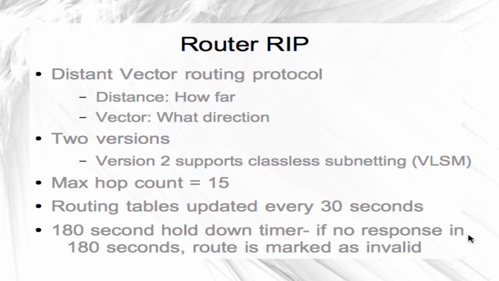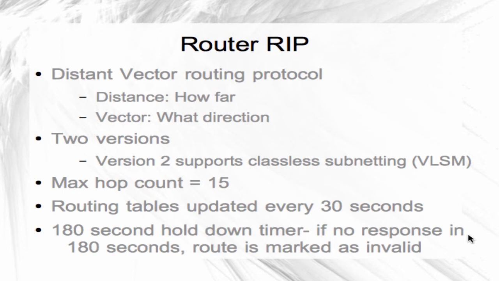So router RIP is okay to use in a smaller network where the information doesn't need to travel over more than 15 routers, and it's easier to set up. Now the routing tables are updated every 30 seconds. Every 30 seconds, each router is going to push out its routing table on all its active interfaces.